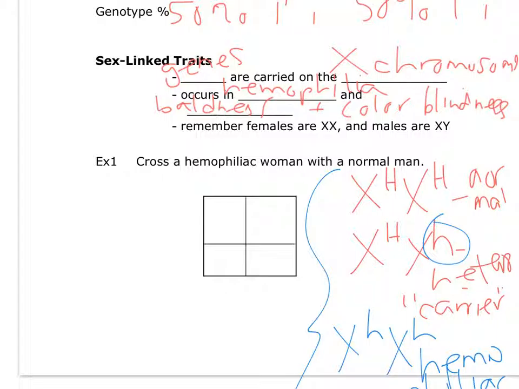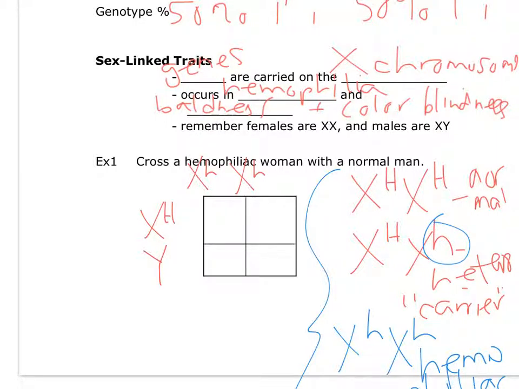We're going to do two problems. Cross a hemophiliac woman with a normal man. So make sure every time you do one of these problems, you always are crossing a female with a male. So I would go ahead and put your XY first, and then on every single X, you need to put an H. So if she has hemophilia, she's going to have two little h's, and he is normal, so he's going to have a big H.